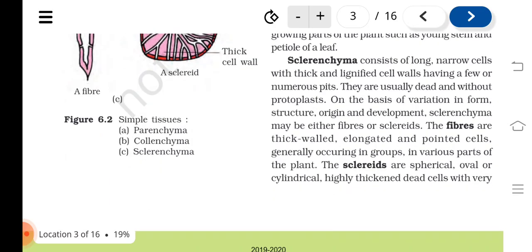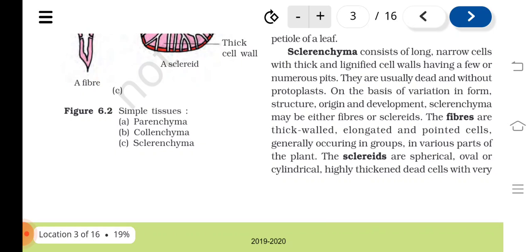Sclerenchyma consists of long, narrow cells with thick and lignified cell walls having a few or numerous pits. They are usually dead and without protoplast. On the basis of variation in form, structure, origin, and development, sclerenchyma may be either fibers or sclereids. The fibers are thick-walled, elongated, and pointed cells, generally occurring in groups in various parts of the plant. The sclereids are spherical, oval, or cylindrical, highly thickened dead cells with very narrow cavities, lumen.